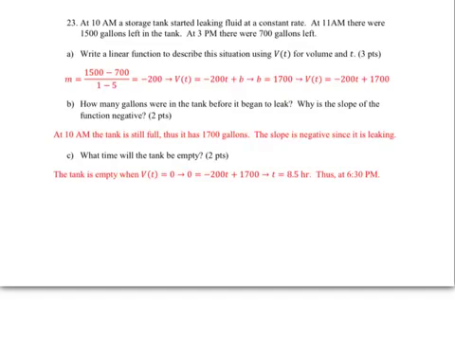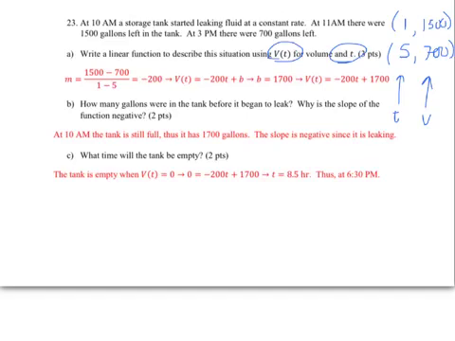Now, in this problem we have to start by saying, well, we really have a slope here because we have 2 points. So let's realize that at 11 a.m., 1 hour has gone by, and we have 1,500 gallons left in the tank. So t represents our 1 hour. Then at 3 p.m., 5 hours have gone by, and there are 700 gallons left in the tank. So this is our time, and this is our volume, just like we're told to find a function for volume in terms of the time.